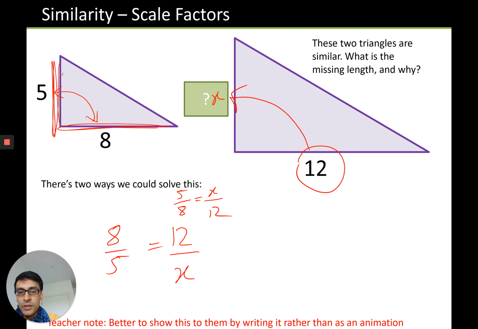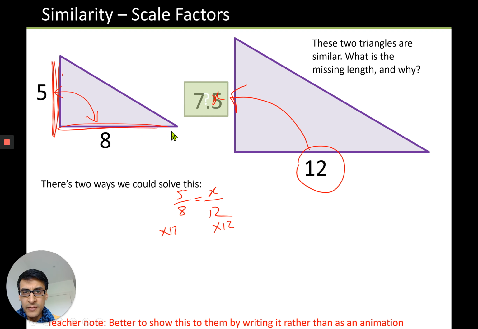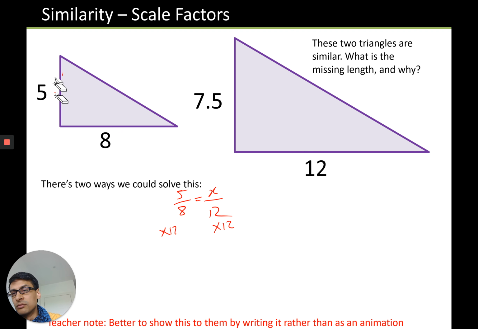I'm just going to rub that out. And then I can work out what x is by multiplying both sides by 12. So 5 over 8 times 12 is going to give me 7.5. So there's my 7.5. I knew that was the answer. I don't know why I worked that out.